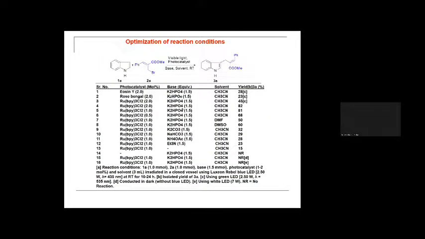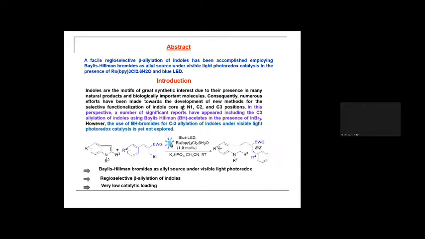at C2, C3 position. In this perspective, a number of significant reports have appeared, including C3 allylation of indoles using Baylis-Hillman acetate in the presence of indium bromide. However, the use of Baylis-Hillman bromide for the C3 allylation of indoles under visible light catalysis is not yet explored.